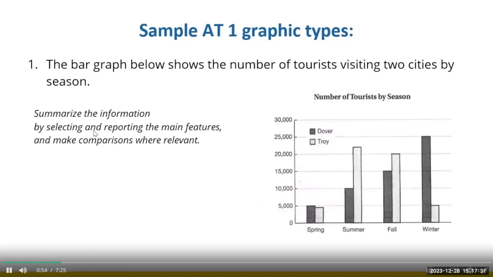As we found out from reading this topic, Dover and Troy, we have numbers. So these numbers represent number of people who are coming to these two cities by season. And we have 4 different seasons: spring, summer, fall, and winter. As you see, the most popular time to travel to Dover is winter. And the most popular time to travel to Troy is summertime. And for example, in winter, 25,000 people come to Dover, and in the summer, it's a little bit over 20,000.